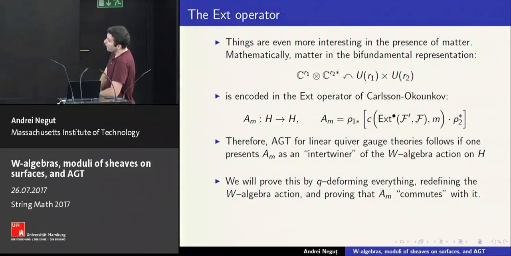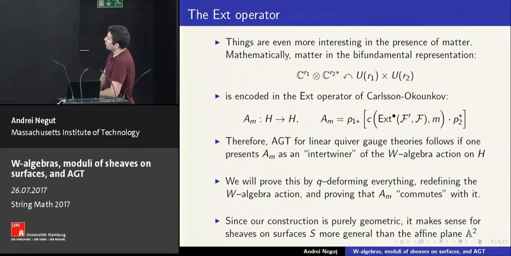So I'll Q-deform everything. I will redefine the W-algebra action in a way which is different from the ones that we have seen on the previous slide. We haven't really seen them on the previous slide, I just stated them. And in the end, I will prove that the operator AM commutes in a certain sense with a W-algebra action. So I'm putting the words intertwiner and commutes in quotes because it doesn't commute on the nose. It will commute in a specific way, which I will show you in a few slides. So there's a particular formula which says how AM interacts with generators of a W-algebra action.